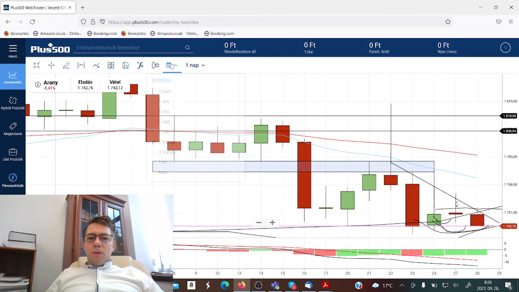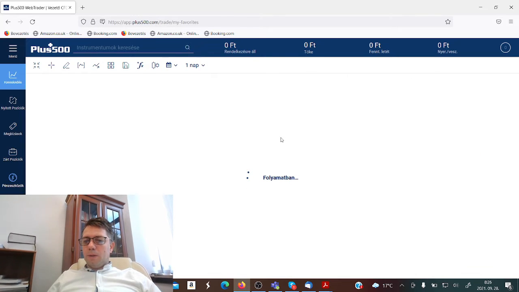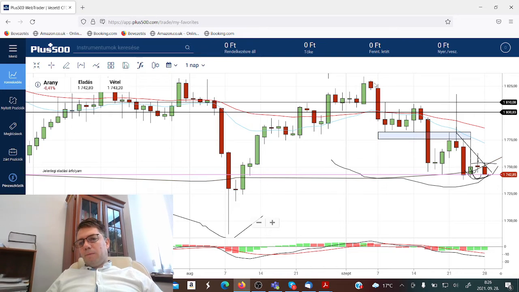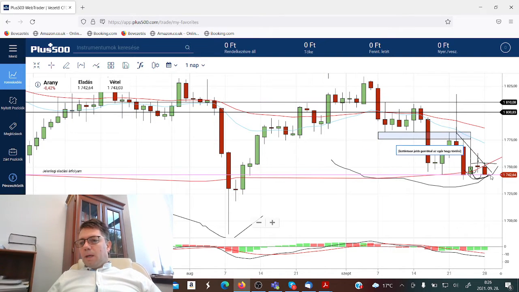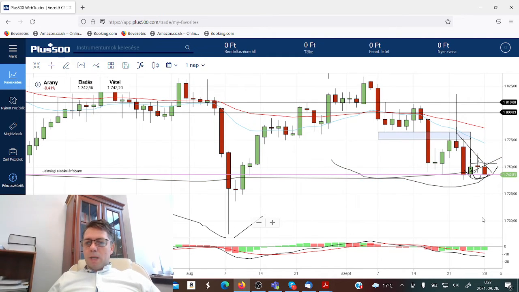This is the daily chart, and let's see what is happening here on the daily chart. Yeah, we see a falling trend line here, and we see this support here. Let's hope this support is not broken, and it will keep gold from falling further. But if it gets broken, we may fall down.